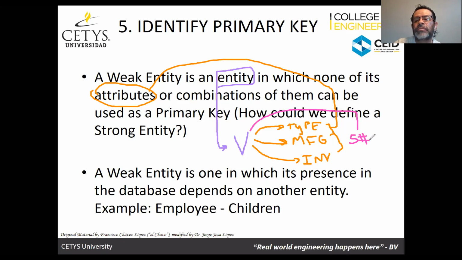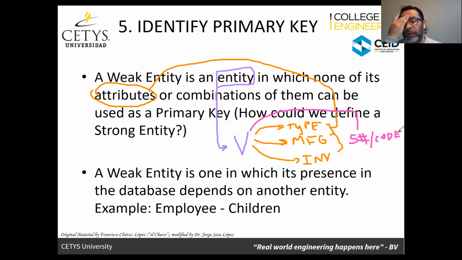Or we had actually talked about a code. Okay, a code. And in this sense, when we have the serial number or a code, we've eliminated the weak part of the entity. Okay, the entity is no longer a weak entity.